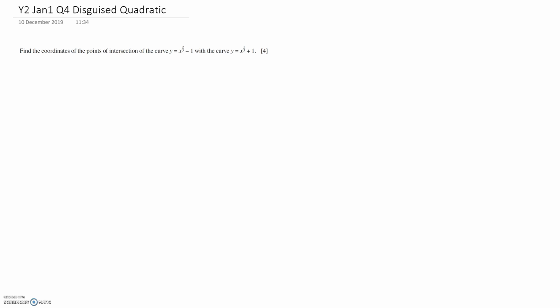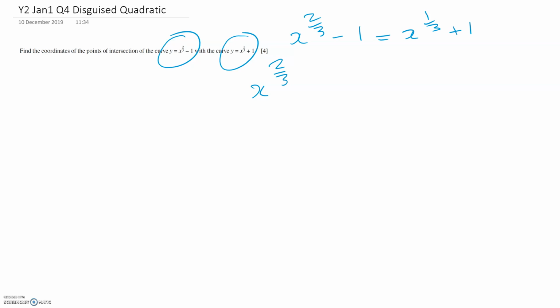Okay, so this question here, we've got to see where this curve meets this curve. So if we put the two equations equal to each other, we've got x to the power of 2/3 minus 1 equals x to the power of 1/3 plus 1. If we get everything on the left hand side, that'd be x to the power of 2/3 minus x to the power of 1/3 minus 2 equals 0.